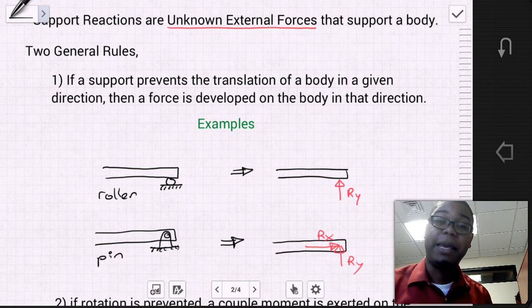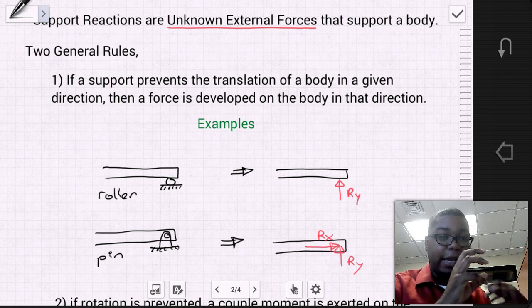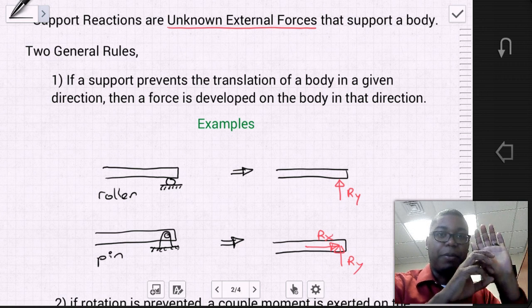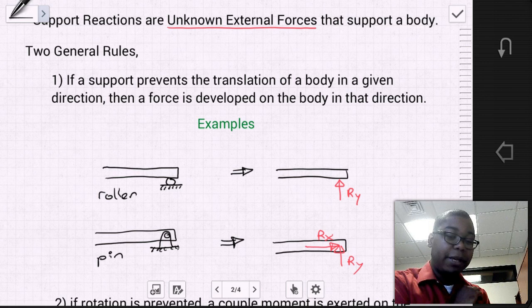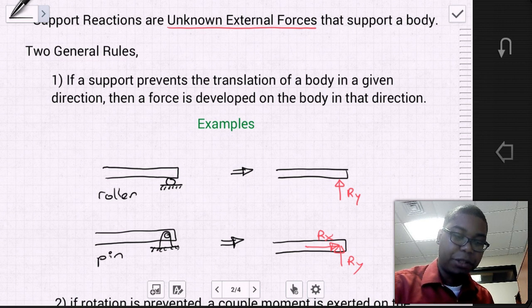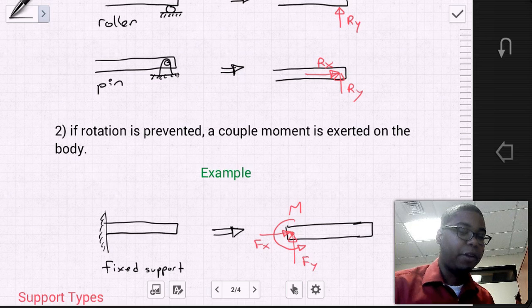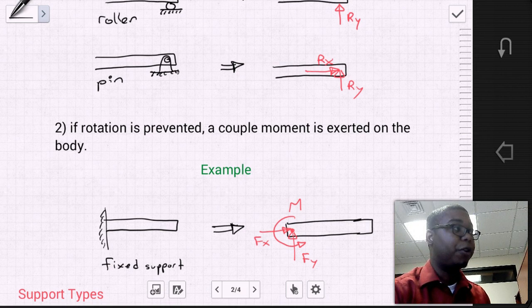Another example is a pin, where you have a pin rigidly attached to the floor that allows rotation, so it can rotate around, but it cannot translate in the X or in the Y direction. And that prevented translation is due to support reactions Rx and Ry that develop. So we remove the supports and replace them with the reactions. The second general rule is if rotation is prevented, then a coupled moment is exerted on a body.